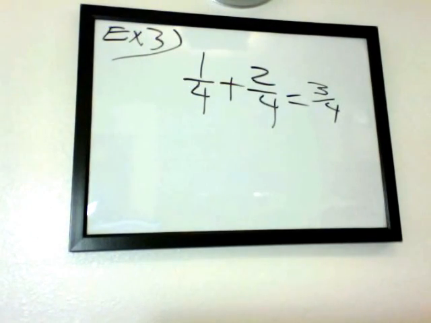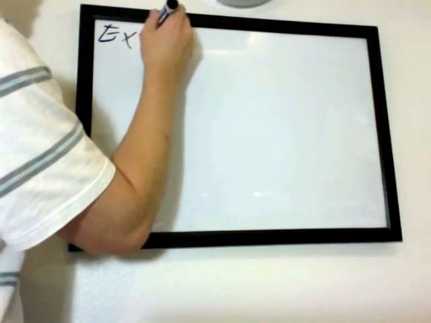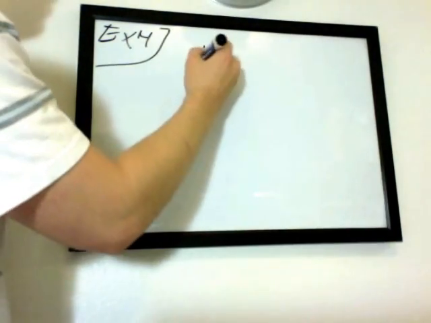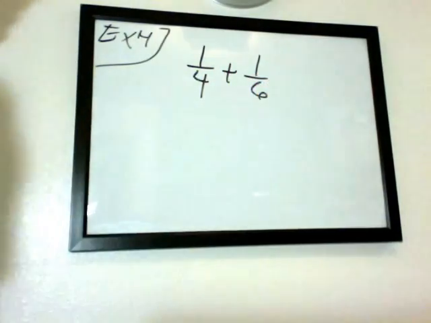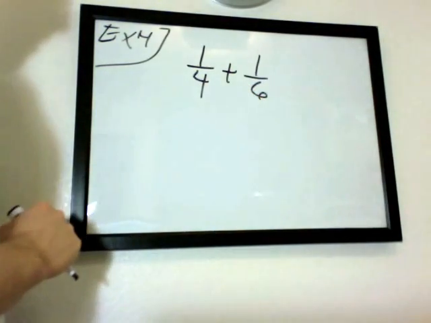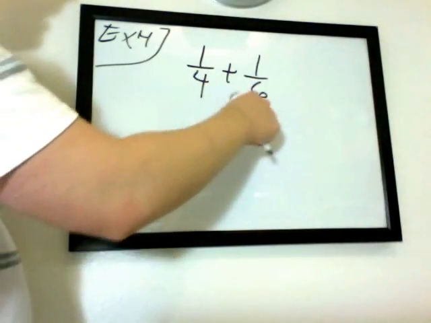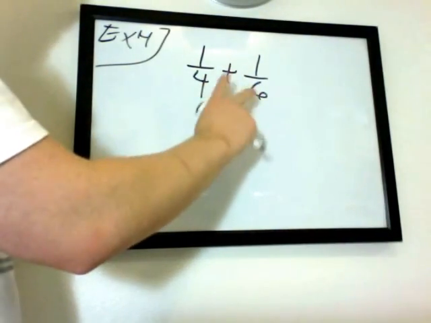Now, it could be a little more tricky, and we'll see a little more trickier ones. Example 4. This is going to get a little more tricky. So, what if we have 1/4 plus 1/6? Okay, so these denominators are not the same. So we got to think here for a second. We need to change these so they have a common denominator. Something that they have in common.